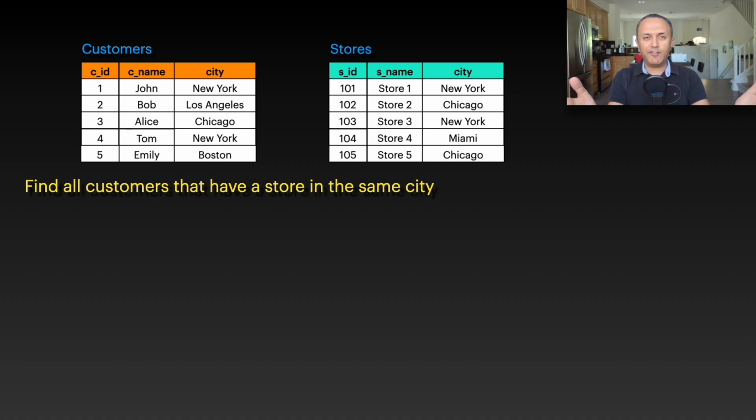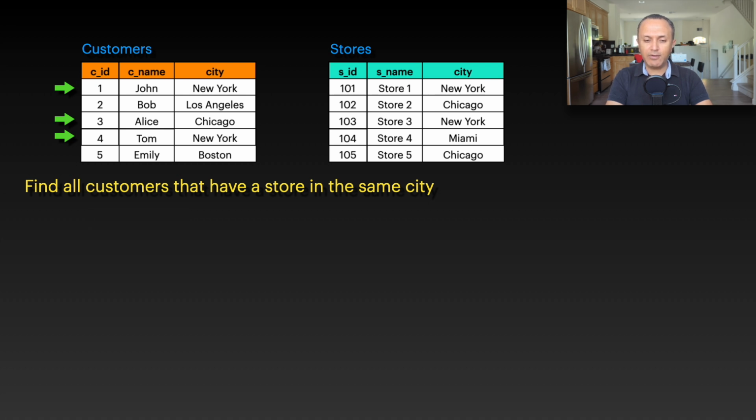So just based on the description of the query, we should be getting those 3 customers, John, Alice, and Tom, because they are the 3 that have stores in their city, in New York and Chicago. Bob, who is located in Los Angeles, does not have a store in his city, and the same thing for Emily. So the answer should be those 3. How do we write a query to get those results?